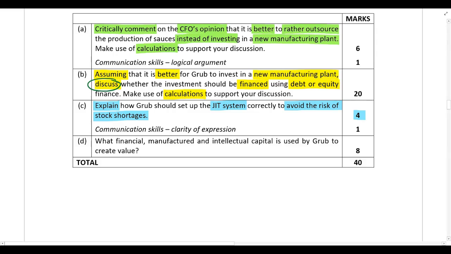What financial, manufactured, and intellectual capital is used by Grub to create value? All right, now this one you might have struggled with because this comes from the lecture on strategy, and as soon as something a little bit different is asked with strategy, it tends to throw students. So I'm just going to give you a little bit of background information here before we get to our suggested solution for this specific scenario.